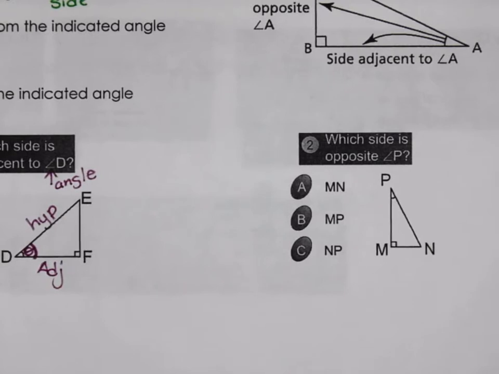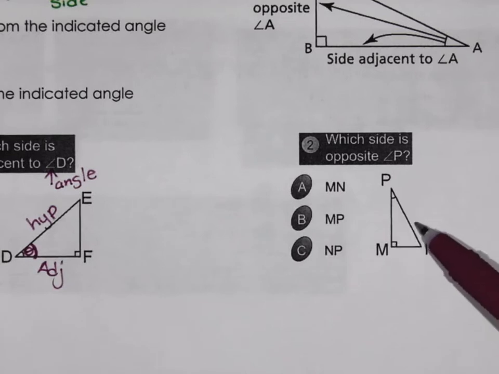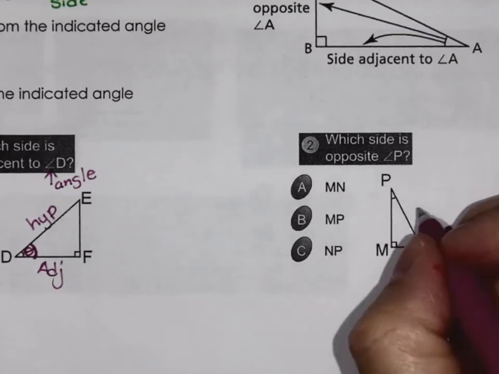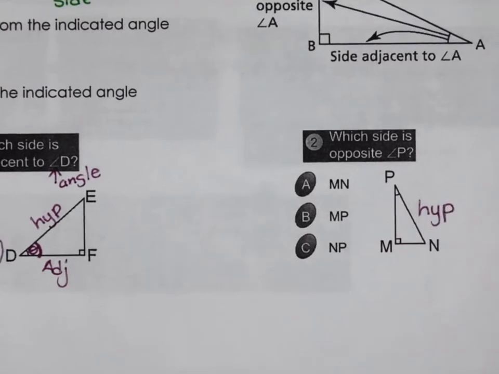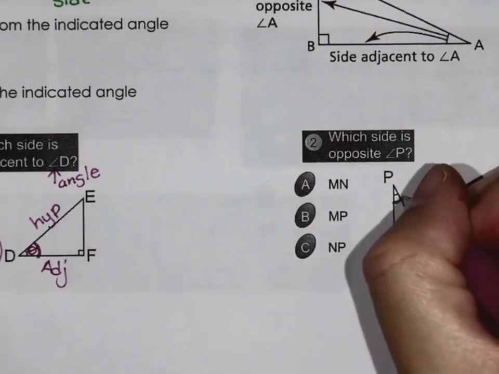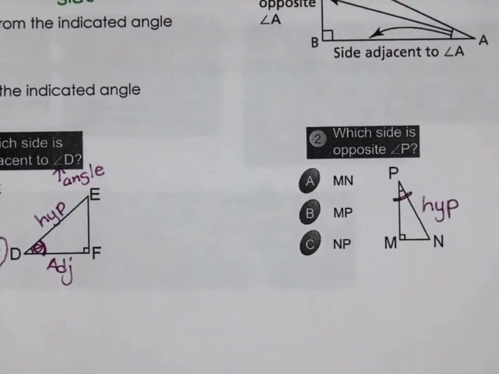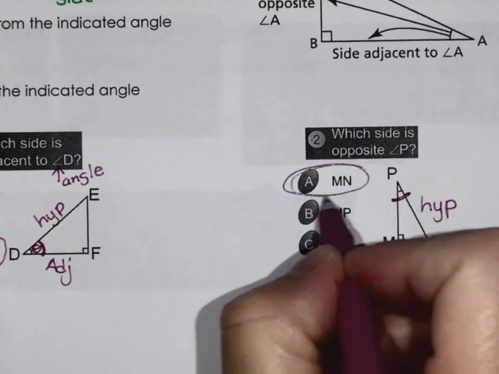Okay, before you start, let's label our hypotenuse first. So where is the hypotenuse? It's always going to be across from the 90-degree angle. So that is the hypotenuse over there. The next thing I'm going to do is make sure I know what angle I'm looking at. I'm looking at angle P, so that's this one up here. Opposite is not touching the angle, so I already have this side done. Which side is across from the angle? MN. So the correct answer is A.